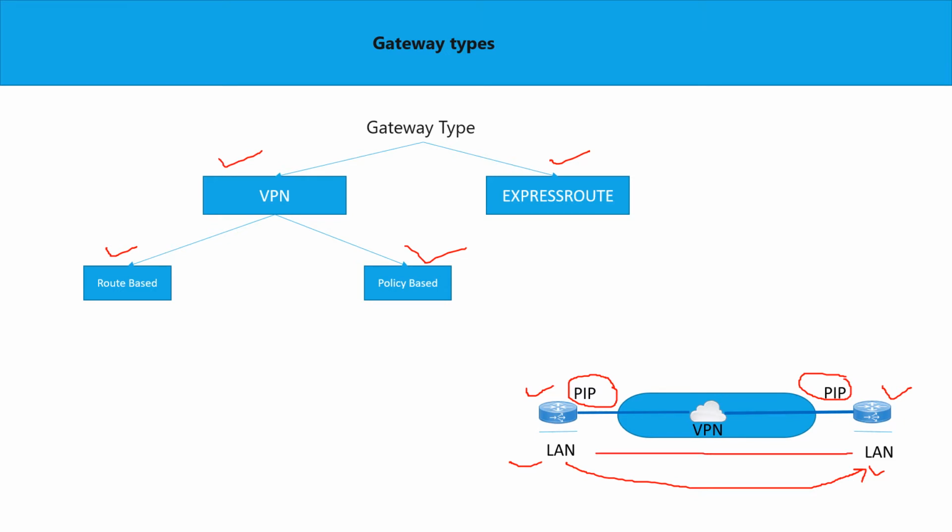The same concept is applicable here. You can replace this router with the gateway. Whenever you provision the VPN gateway, it is also going to have a public IP address, which you need to provision. So both sides are going to have a public IP address.